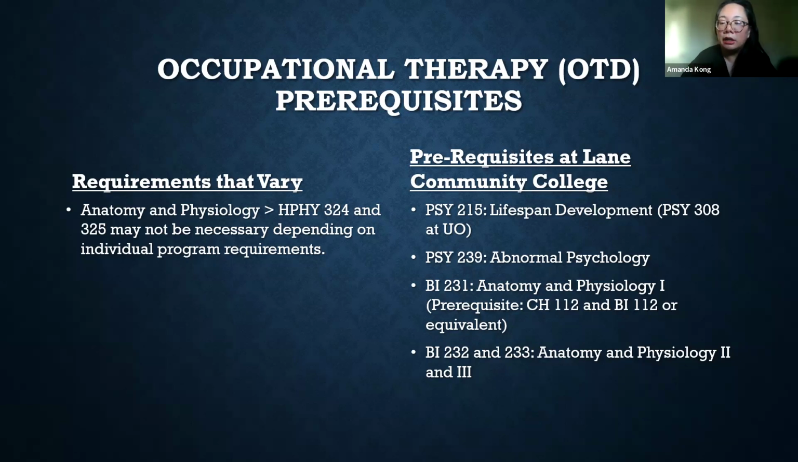You can also do the psychology there. Here are the lifespan development class, Psych 215, and they actually do have abnormal psychology, Psych 239. So another option is just taking the psychology classes at Lane, and then doing the rest of the OT prerequisites here at UO. That could also be a possibility, right? So basically, you have a lot of choice here. You can choose to do your prerequisites here at UO, or you can choose to do them at the community college level.